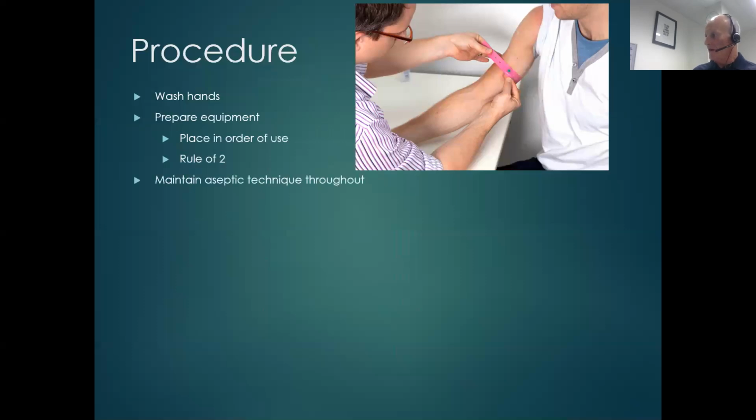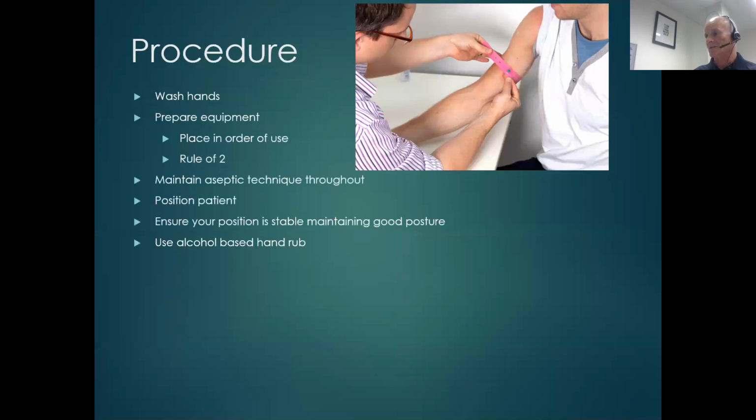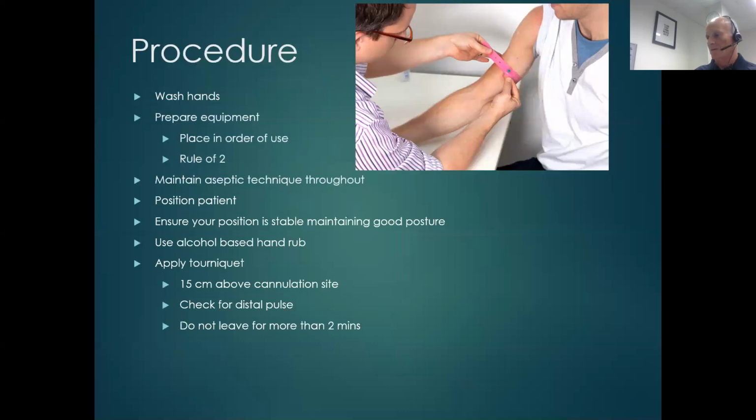Maintain aseptic technique throughout. Most people who fail this, from a practical point of view, don't follow that. At some stage, they make a mistake, and they're picked up and they'll go through the process again. Position the patient. Ensure the position is stable, maintaining good posture. Use alcohol-based hand rub. Apply your tourniquet 15 centimetres above your cannulation site. So yes, if I am doing the wrist, I want to make sure that it's only 15 centimetres above that site. Check for distal pulse. Do not leave it for more than 2 minutes.